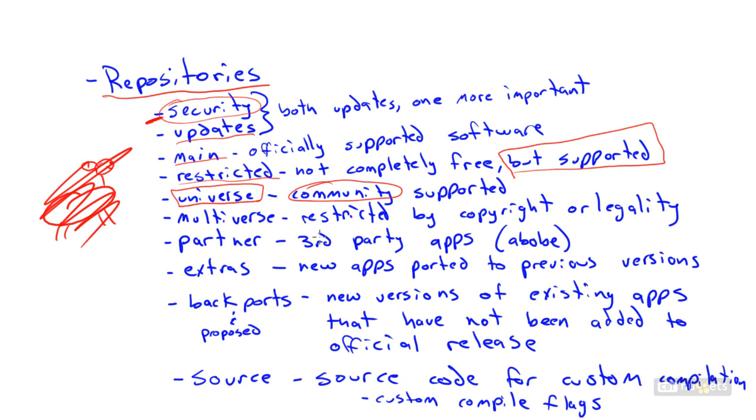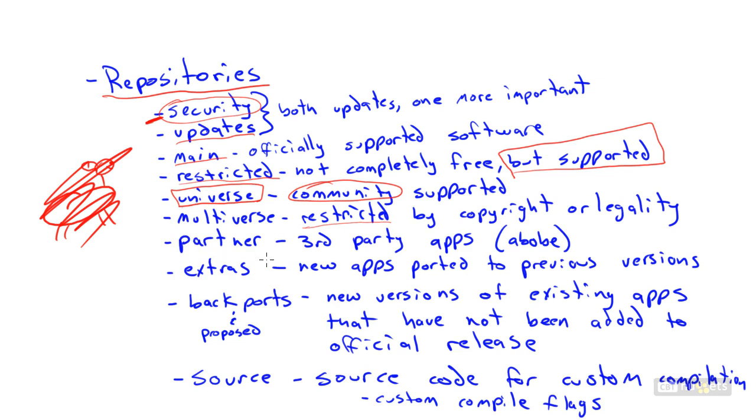Multiverse is similar to Universe. However, these are software packages that are restricted by copyright or legality. Things like codecs, video codecs, we don't run into this as much in the server world as you do on the desktop world, but things like decoding MPEG-2 files or playing DVDs, because there is a breaking of encryption to play DVDs on Linux. So those are the sort of things that would be in the multiverse repository. These are the, oh no, actually I can't just draw a box around them. So I'll just keep going.